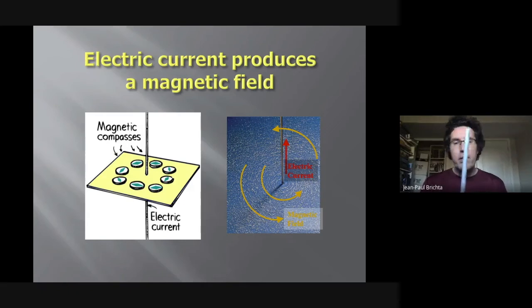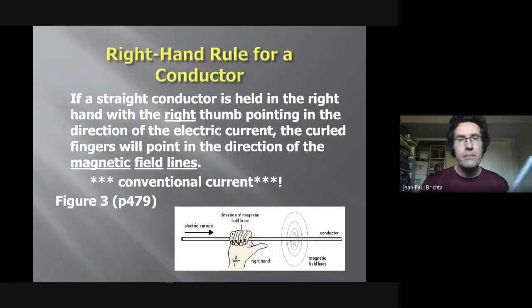So in other words, we're going to talk about why this is in a second, but if my thumb is representing the current going through the conductor, then the magnetic field lines are curling around like so, okay? So this direction actually turns out to be pretty important. And it even has its own thing. It has the right-hand rule for a conductor.